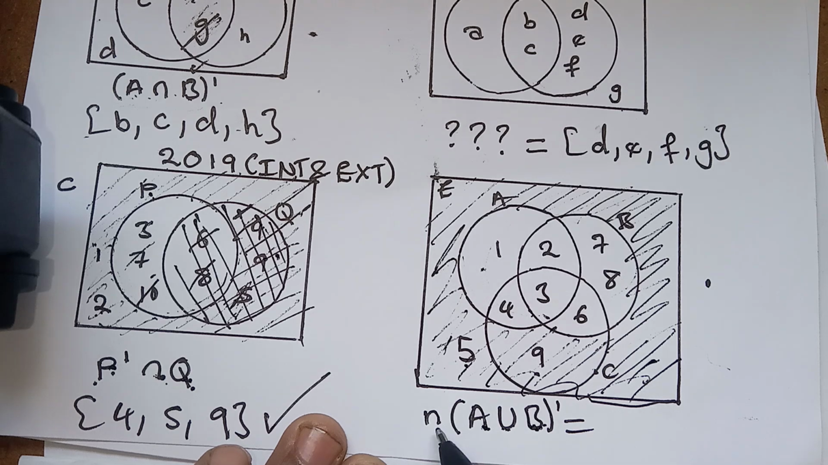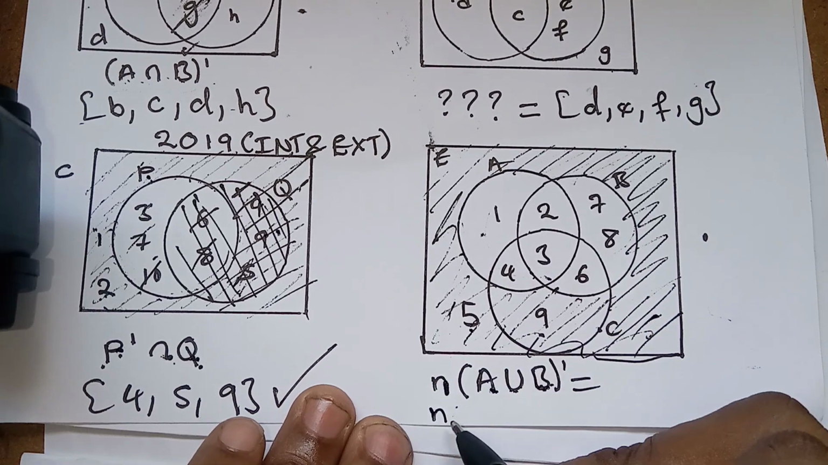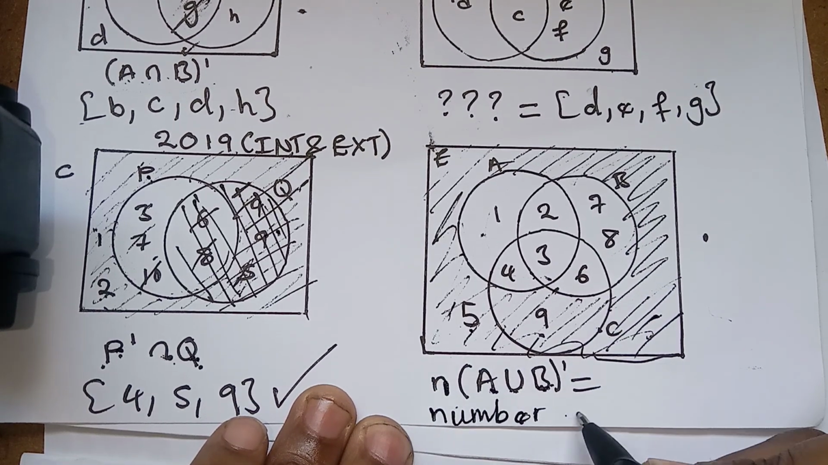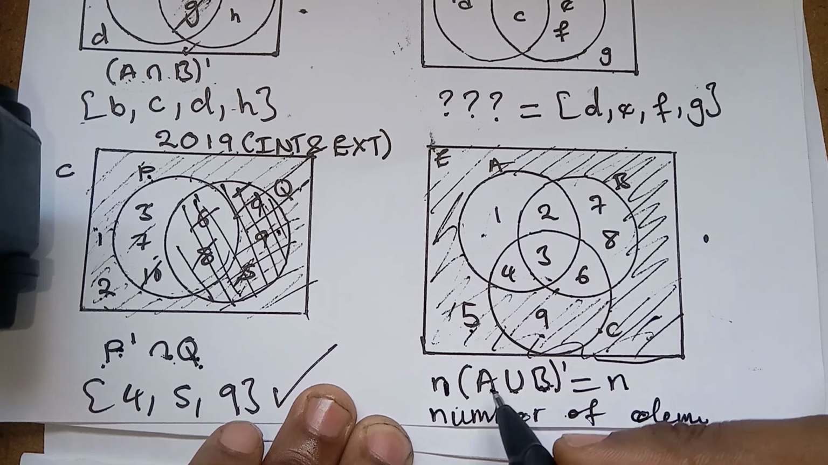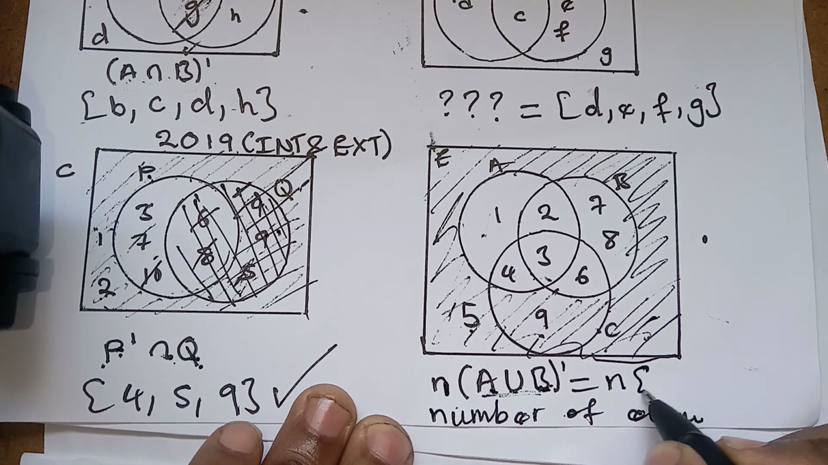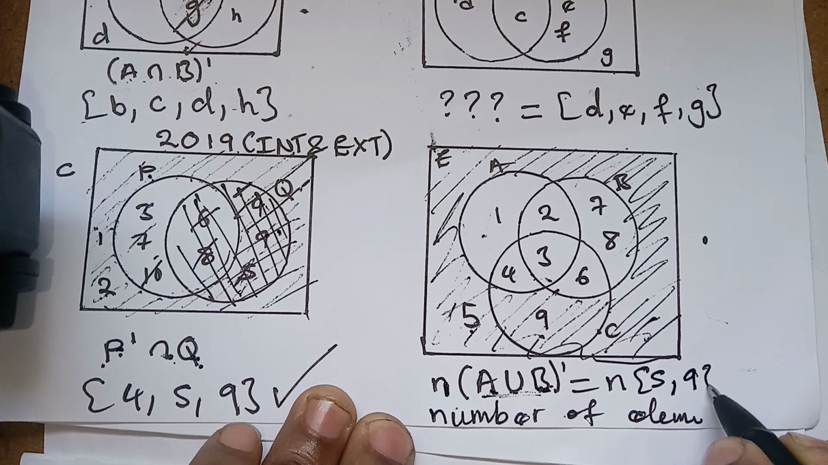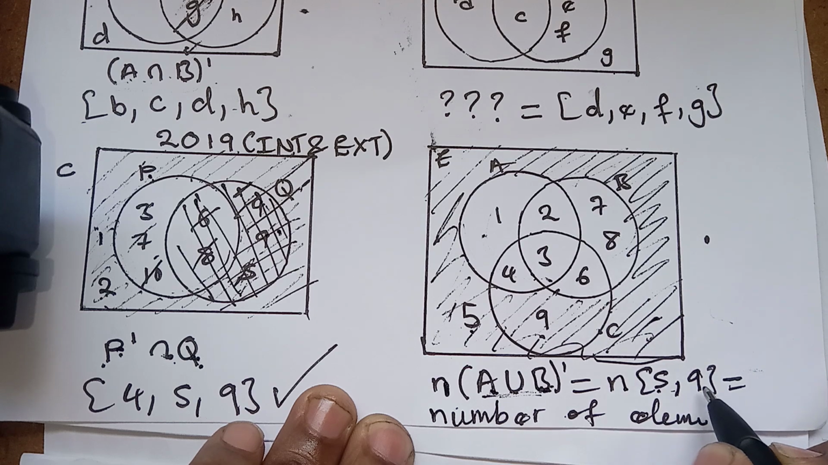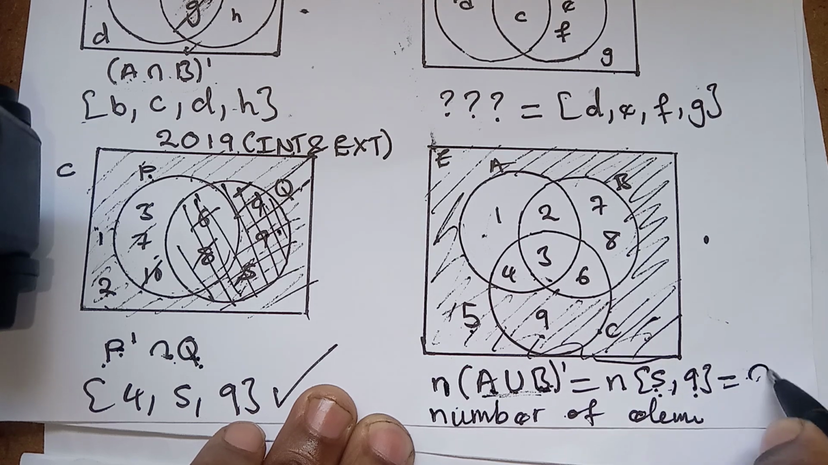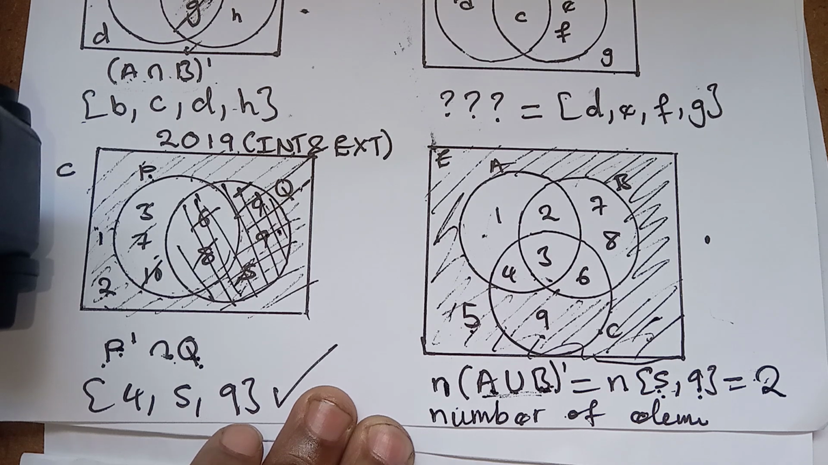But then we have an N here. This N is telling you that they just want the number of elements in the given set. So in short, when you list down this set, you have 5 and 9. Now how many numbers do you have in this set? That's what this n is doing there. So we have two numbers, a 5 and a 9, which is 1, 2. So we have two numbers, and this is the answer. This is the number of elements in this set.